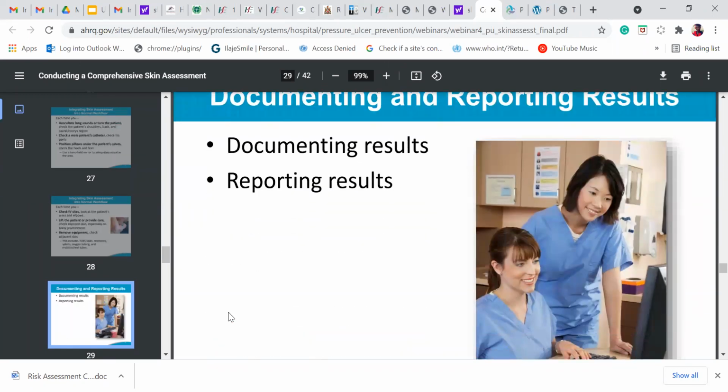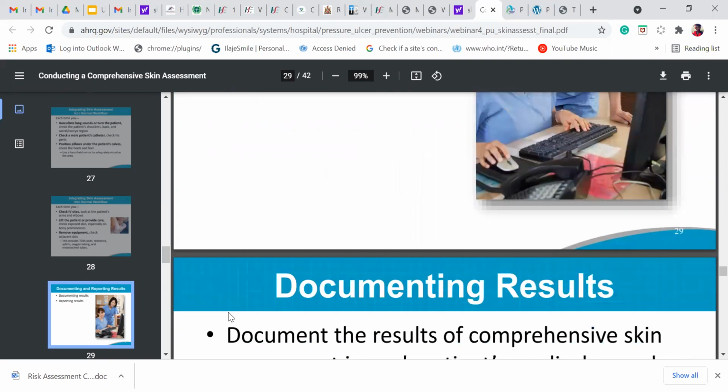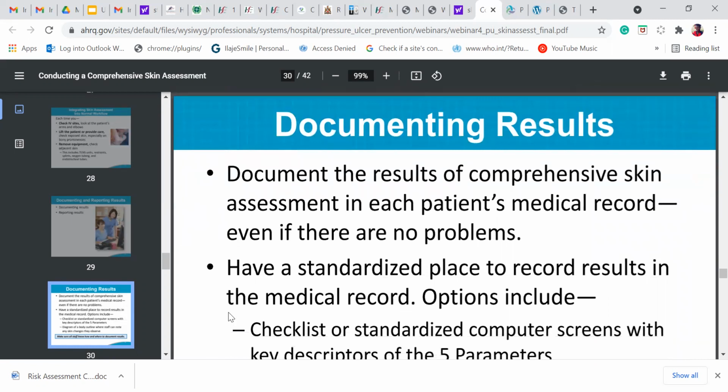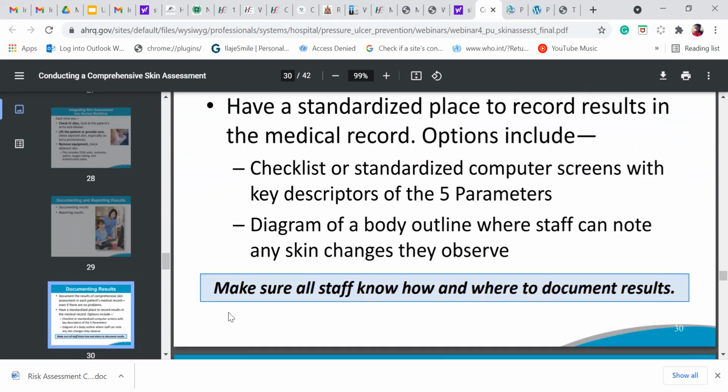Now, as beautiful as skin assessment is, if you don't document it, it is not done. It is being said that anything not written is not done. So document it, document your reports, document anything you find. And again, to make the documentation standardized, that is why there is a standard instrument, the Waterlow scoring, in place.